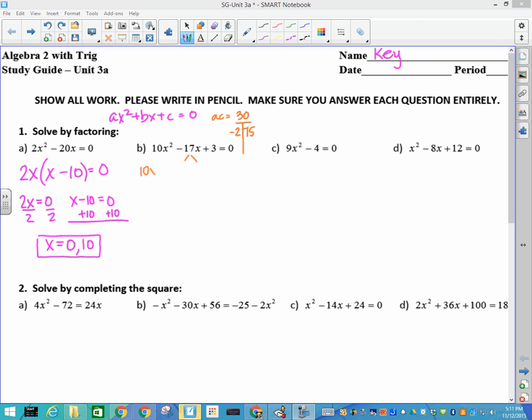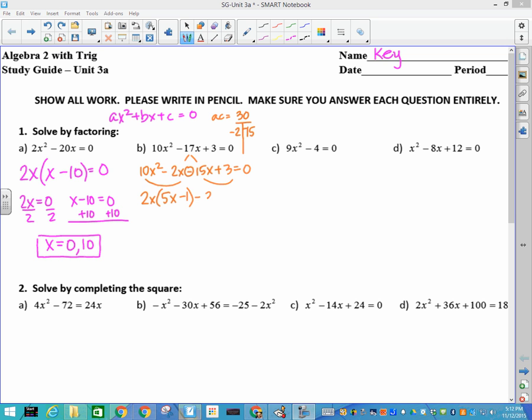So if I broke it up, it would be 10x squared minus 2x minus 15x plus 3 equals 0. So the only thing that changed from here to here was the 17 became minus 2x and minus 15x. Carried down the 10x squared and carried down the 3. And then we group the first two and the last two together and carry down that sign. So these two have a common 2x, leaving me with 5x minus 1. Carry down the minus sign.